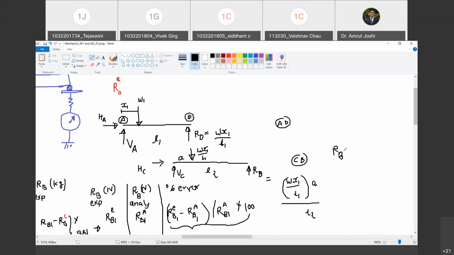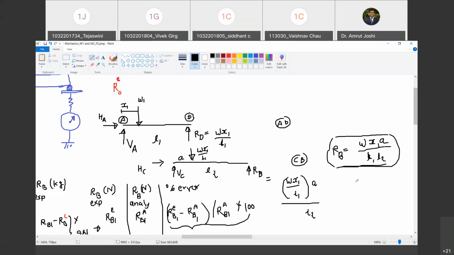Analytically obtained, the value will be W x1 A upon L1 L2. Do you agree with me? Yes, sir. Happy? Yes. Okay. Chalo. So this is the analytically obtained value of RB.